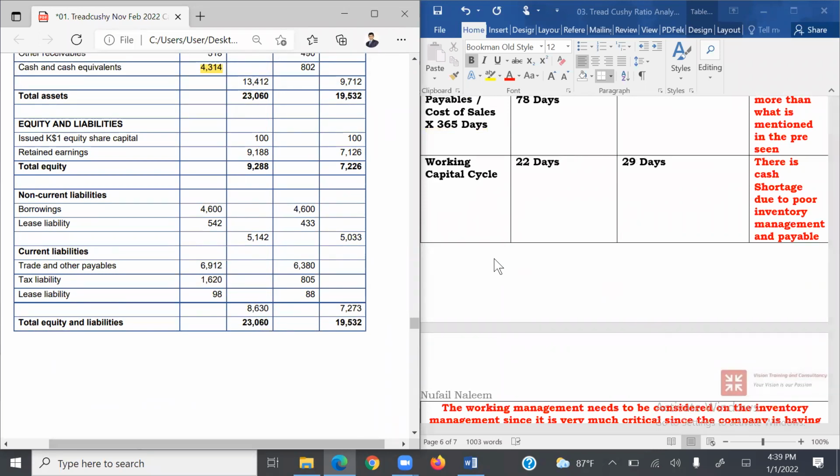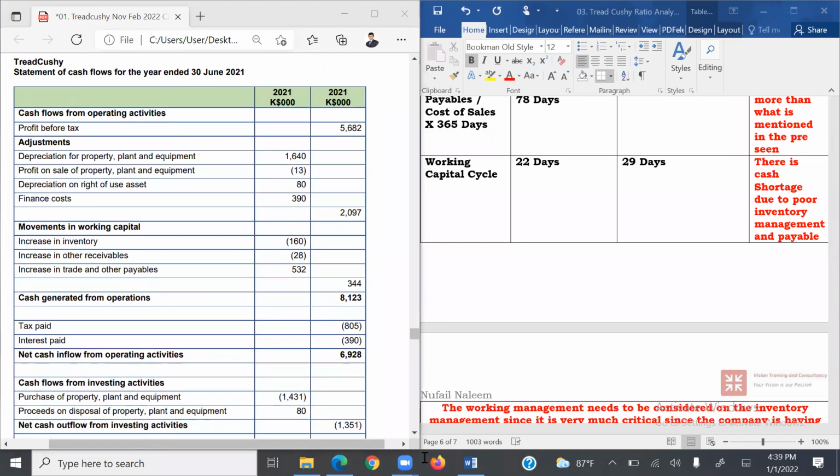Before we go to the cash flow, students, any questions? If you do not have any questions, please put Y in the chat box. Thank you. Students, now let's look at the cash flow statement.